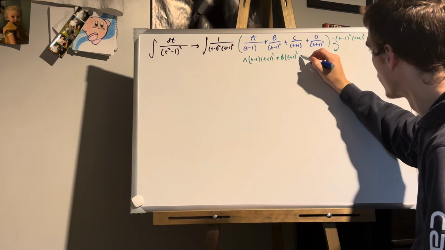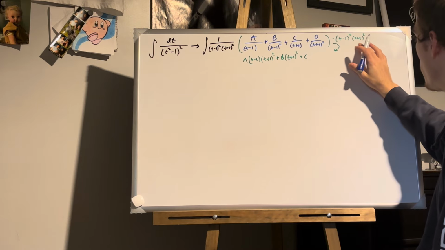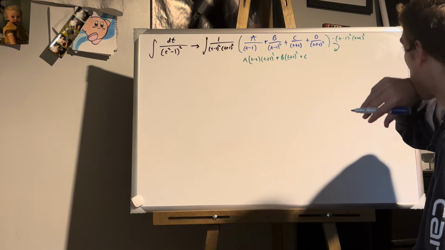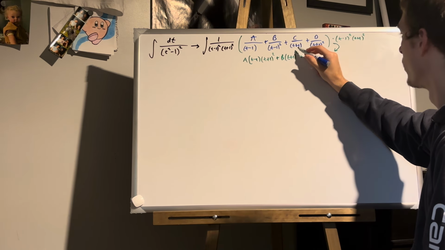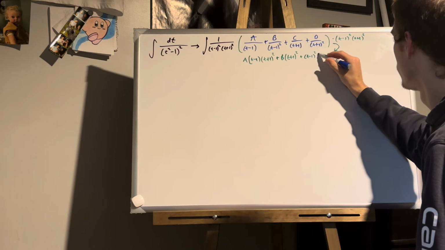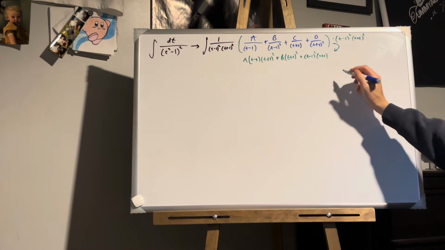Okay? Plus c times t minus 1 squared times t plus 1 squared over t plus 1. The t minus 1 squared didn't really get touched by anything, right? But that t plus 1 in the denominator is going to take 1 out, so it's just going to be t plus 1. Okay?